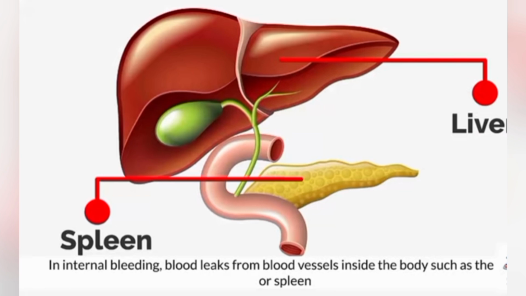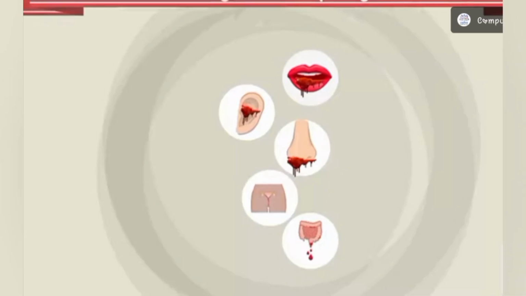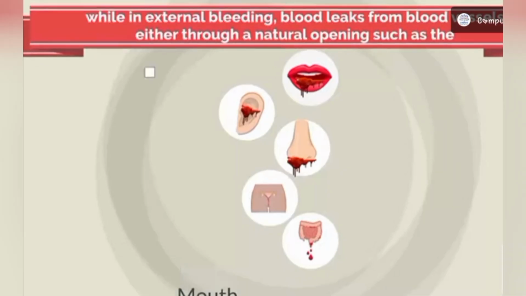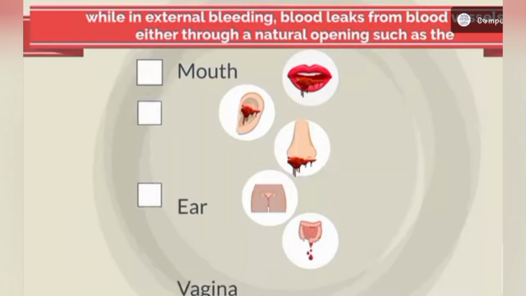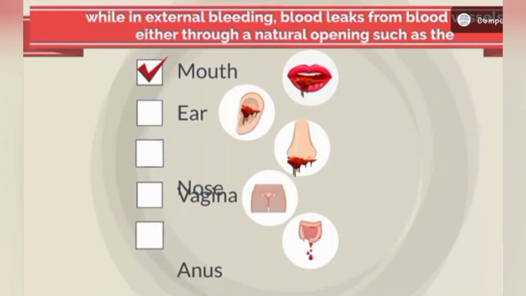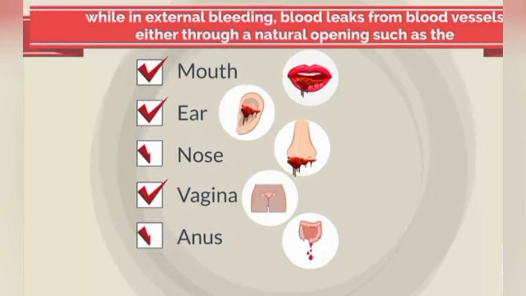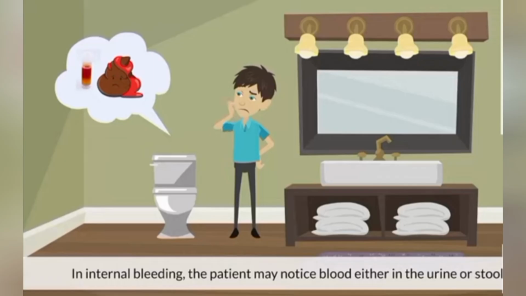In internal bleeding, blood leaks from blood vessels inside the body, such as the liver or spleen. While in external bleeding, blood leaks from blood vessels either through a natural opening, such as the mouth, ear, nose, vagina, or anus, or through a break in the skin. In internal bleeding, the patient may notice blood either in the urine or stool.